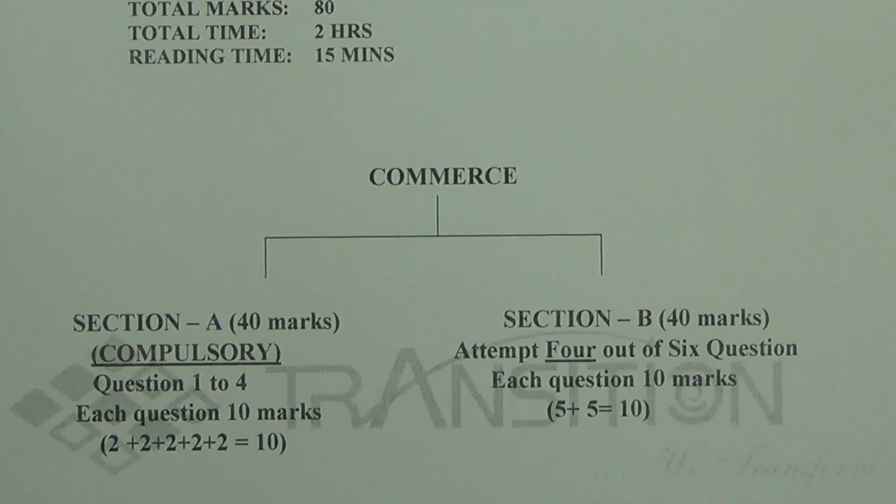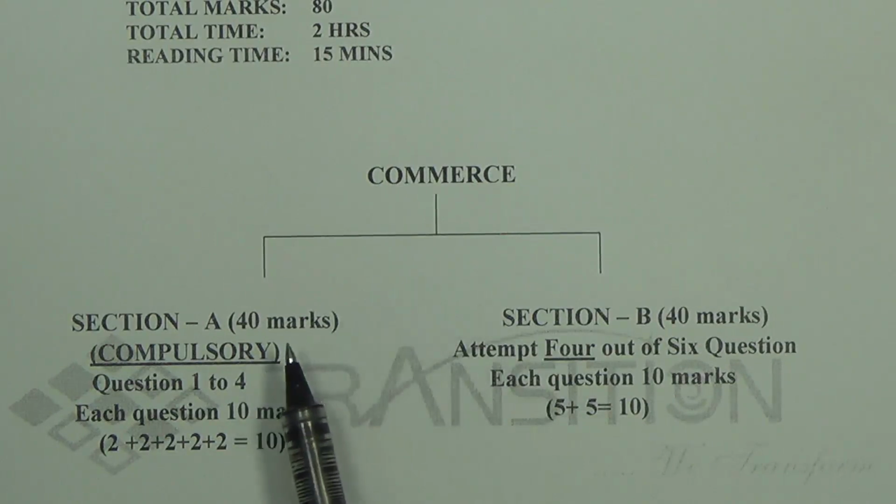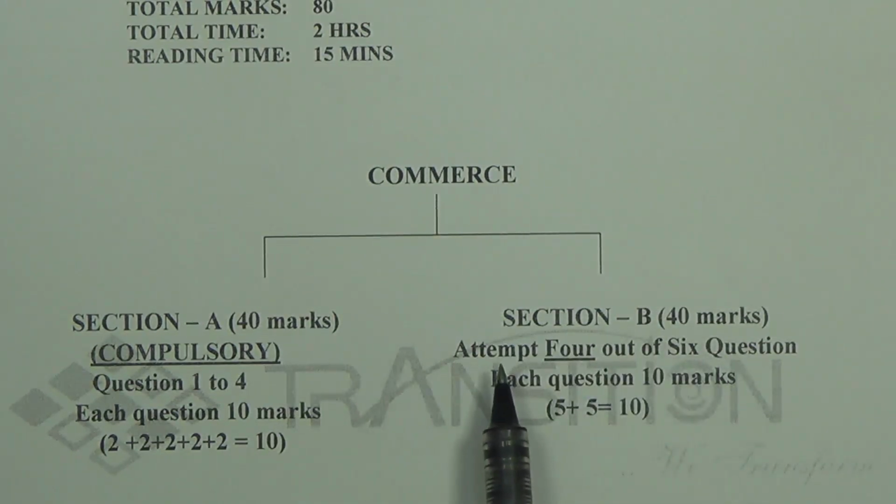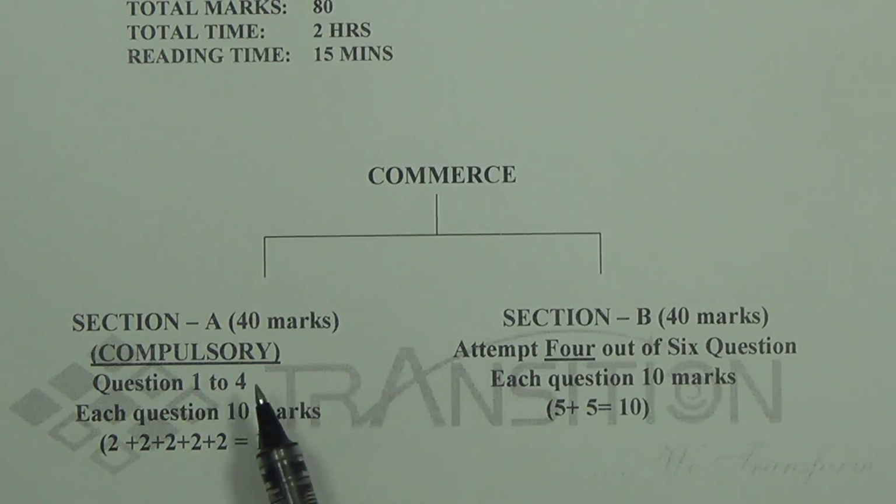Now let us look at the format of your question paper. Your question paper is divided into two sections, that is section A and section B. Section A is 40 marks and section B is also 40 marks, so 80 marks is divided in half. Section A is your compulsory portion where you get 4 questions, from question 1 to question 4. Each question will have 5 sub-questions of 2 marks, so each question in total will have 10 marks. So 4 questions give you 40 marks. Section A is basically your short answer type of questions where you need to write your answers to the point.